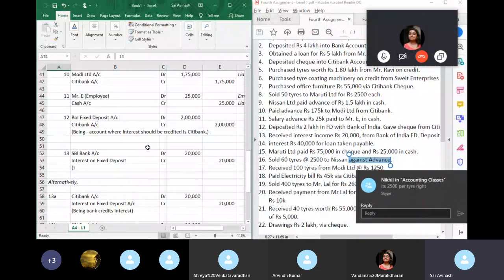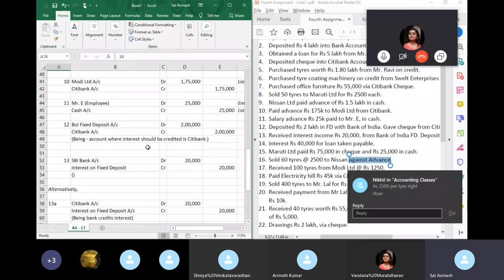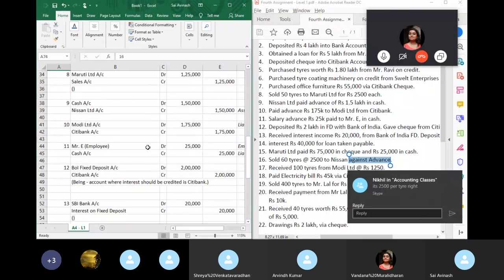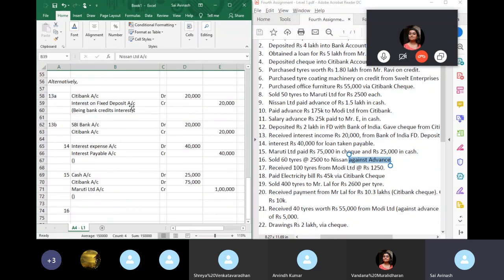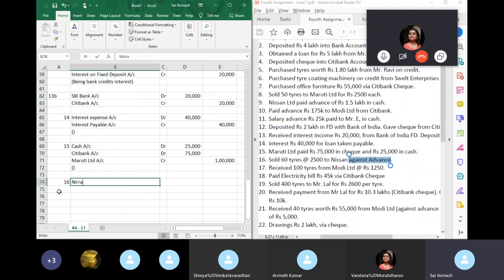Okay. I've already received in transaction 9. Yeah, 2,500 per tire. You're right. Transaction number 9. I've received an advance from them. So there's already a Nissan Limited account created. So I'm going to use the same account because it's the same person. Nissan Limited account, right? And I'm making a sale, so sales account. So sales increases, income credit. Nissan is somebody who's purchasing from me. Debtor as it increases, debit. So how much is the value? I'm selling 60 tires, 2,500. So 1 lakh 50.